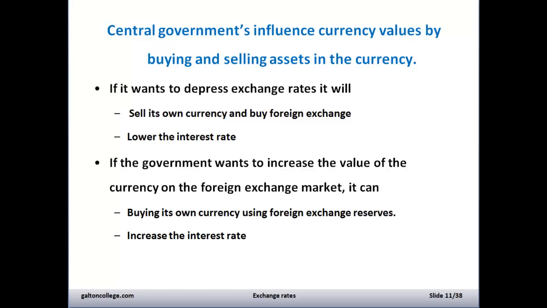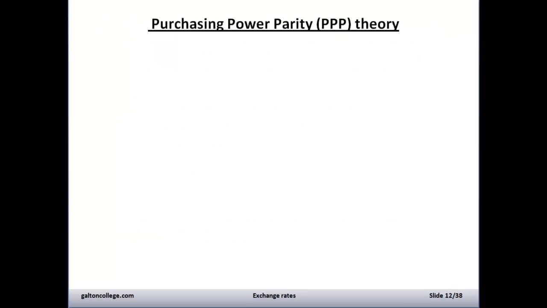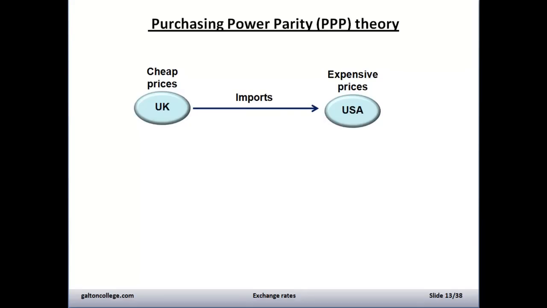Now let's have a look at one interesting theorem related to all of this. This is known as the purchasing power parity theory, the PPP theory. Let's just look at a very simple example here. Let's take America and the UK. Now let's say prices in the UK are cheap, and let's say the same items in America are very expensive. That means America would import from the UK because they're getting it cheap. Consumers in America like cheap goods. Now that means that the exchange rate would fall because America's importing more than it's exporting. So the exchange rate would fall.